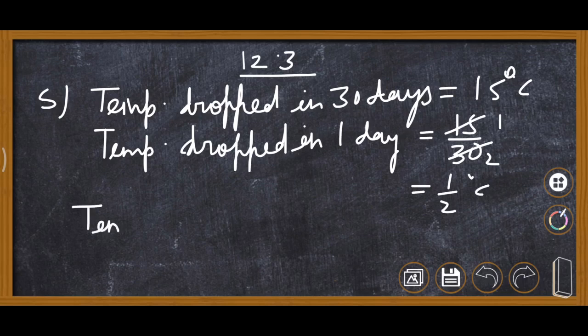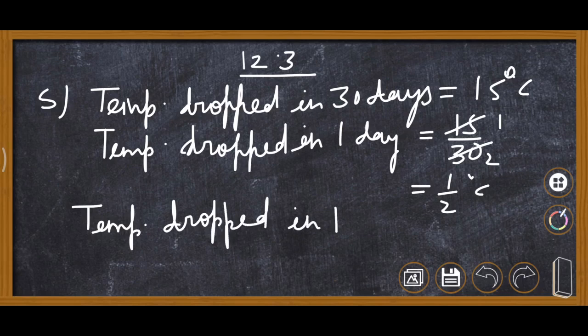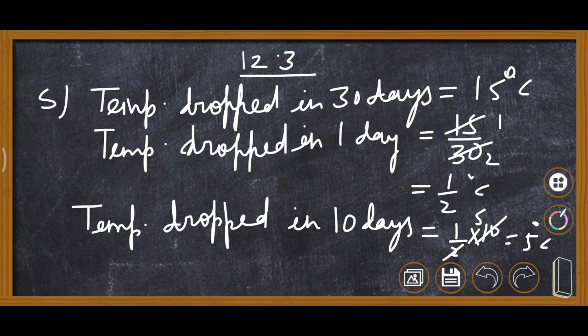Now temperature dropped in 10 days. Now we will multiply here 1/2 by 10. This is 5 degrees Celsius. Now answer is 5 degrees Celsius.